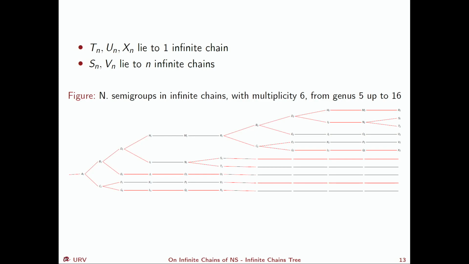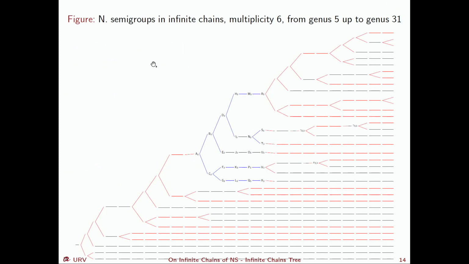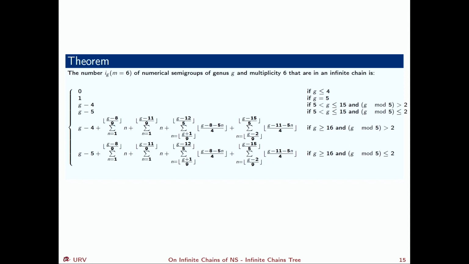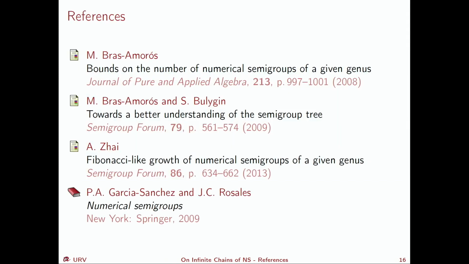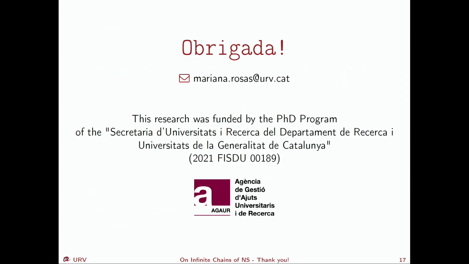And S1 and V1 belong to just one infinite chain. But here we can see 5 self-replications. In the highlighted, we have S3, V3, and the 3 infinite chains which S3 belongs to, and the same for V3. So this way we can count the number of numerical semigroups in an infinite chain with multiplicity 6. And that's it. So, thank you very much.